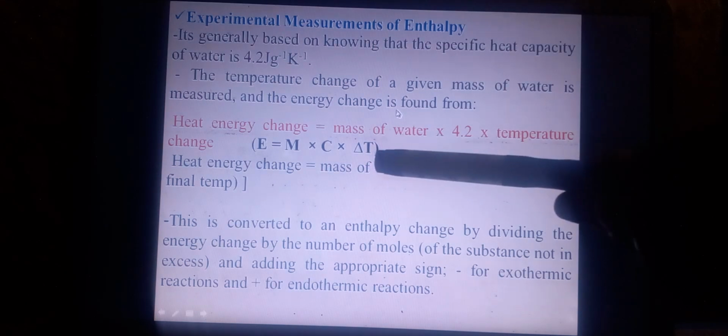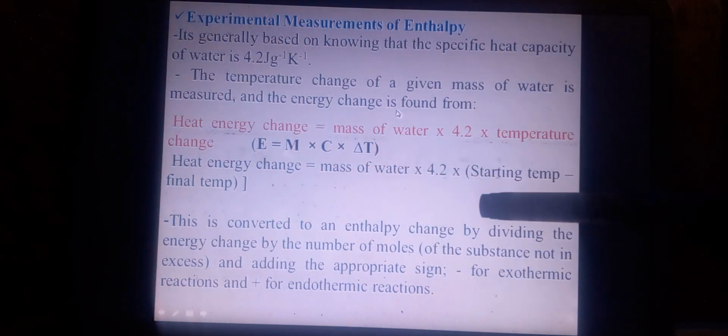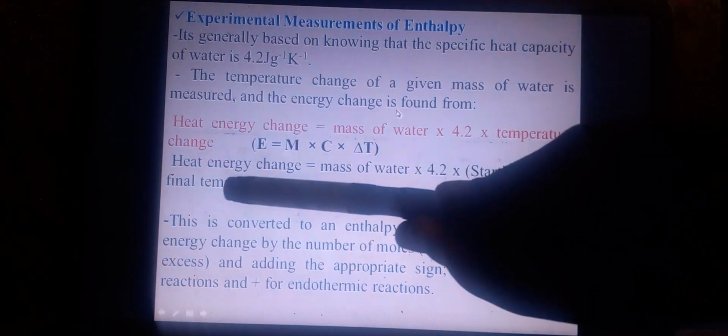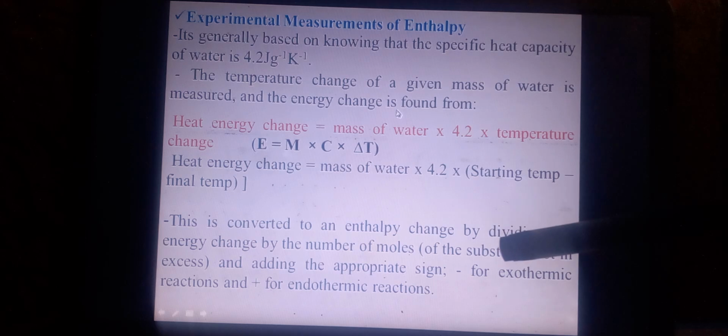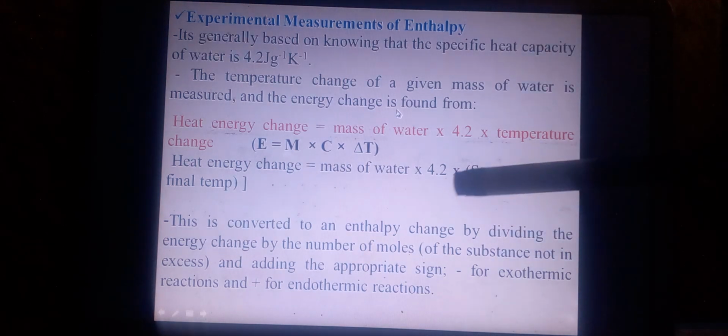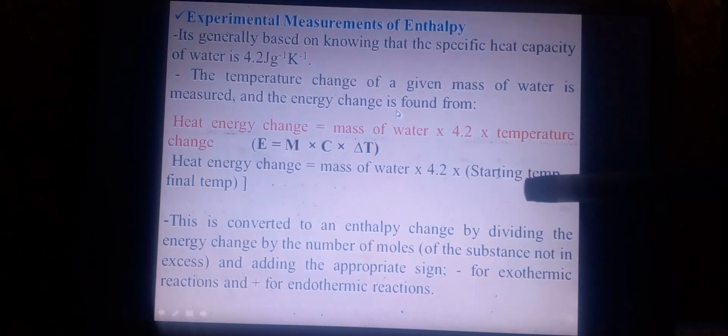How do you get temperature change? For any given reaction, whether exothermic or endothermic, you take the final temperature minus the initial temperature. So if there is a temperature increase, that means it is an exothermic reaction. If there is a temperature decrease, that means it is an endothermic reaction.